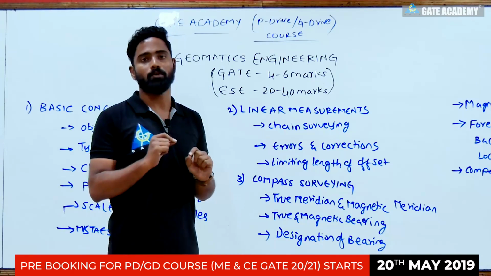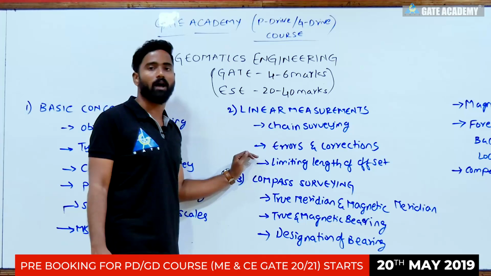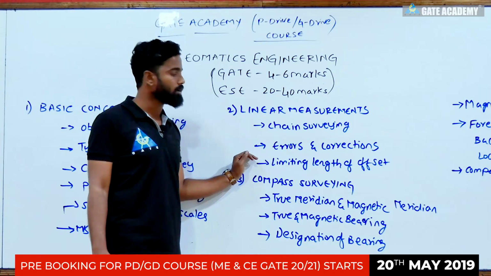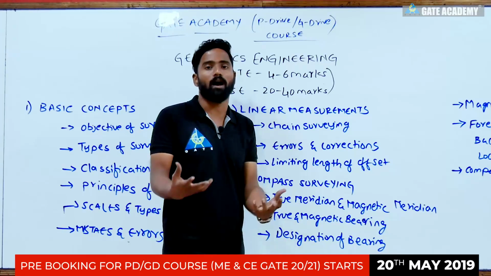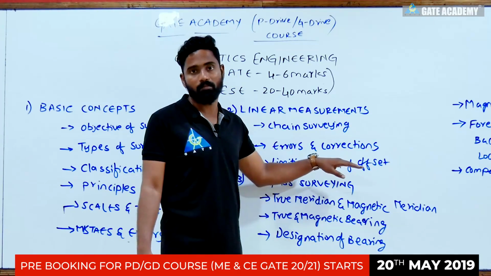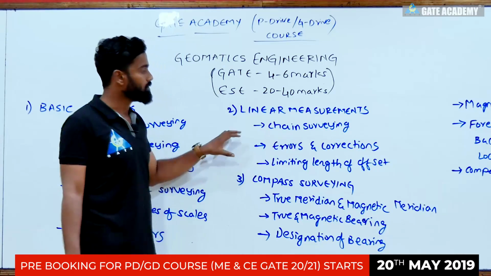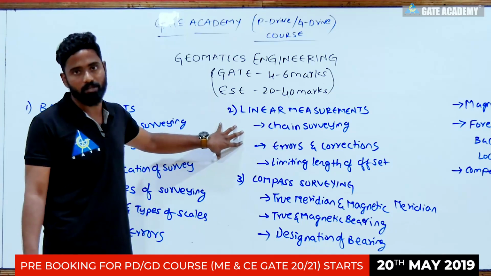Sometimes they will try to twist, and we will see those type of problems also, and this can also be asked in the GATE examination. In engineering service, for 5 marks they may ask, but it was never asked, but in GATE examination they have asked this one. So, this is important. Every year you will see a question from linear measurements.